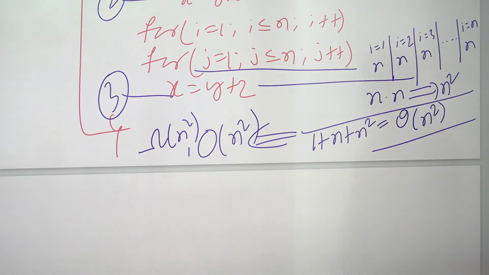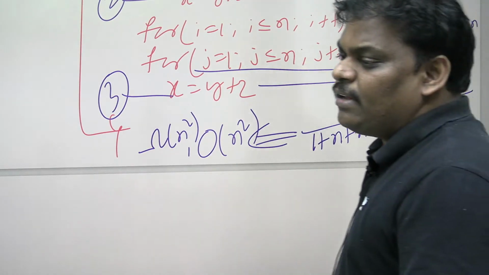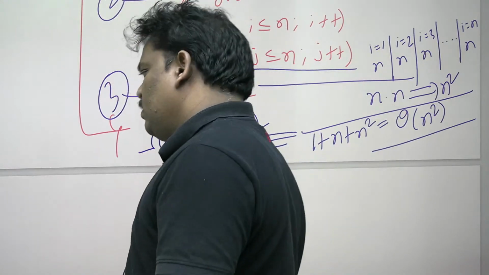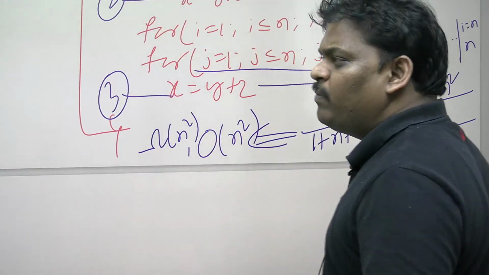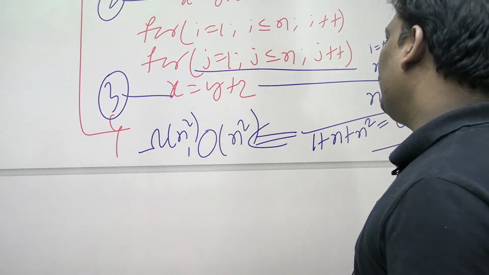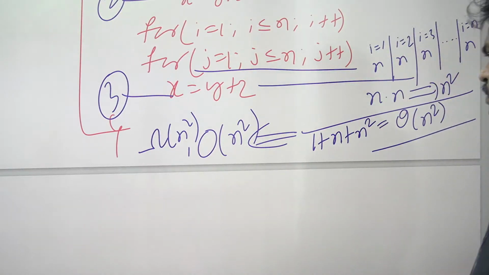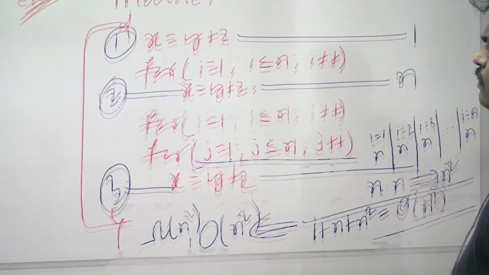Yeah, right. That's what I am saying. When I write theta, that means big O also, omega also. Some people will write big O, some people will write omega, some people will write theta. All are correct. Right, fine. That is the second example. Let's go to the third example.